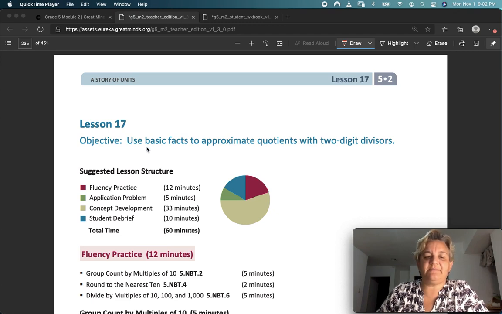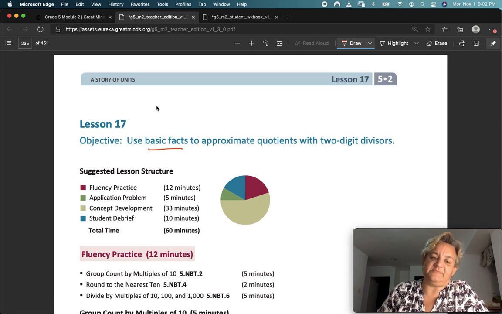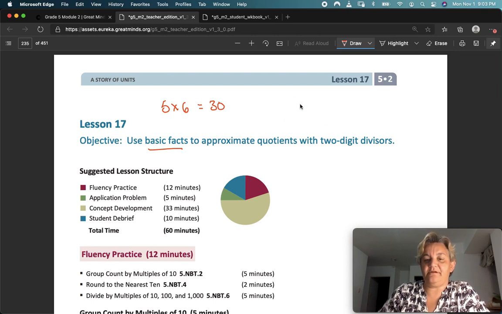Okay, so basic math facts right here. This is your multiplication table, right? So 5 times 6 equals 30, right? So if I see something like 30 divided by 6, I know that that equals 5, right?